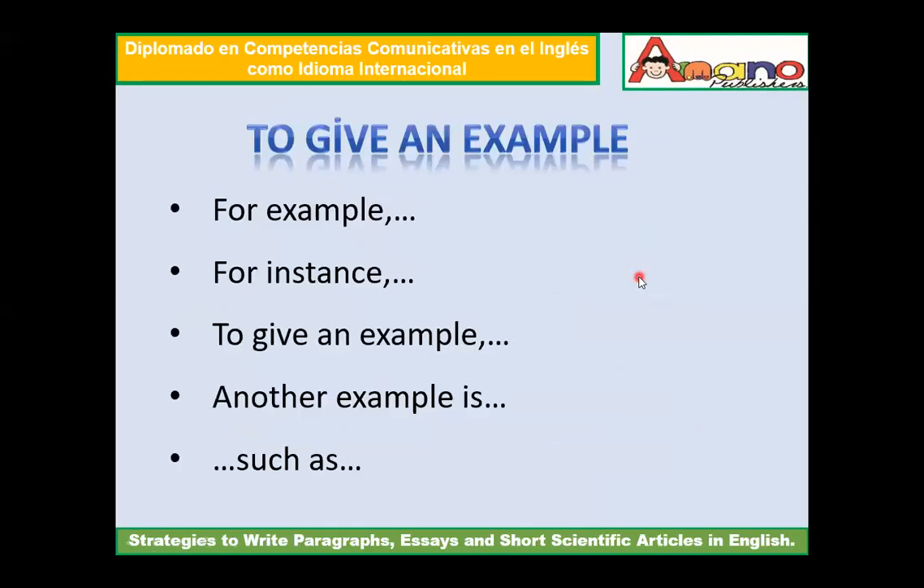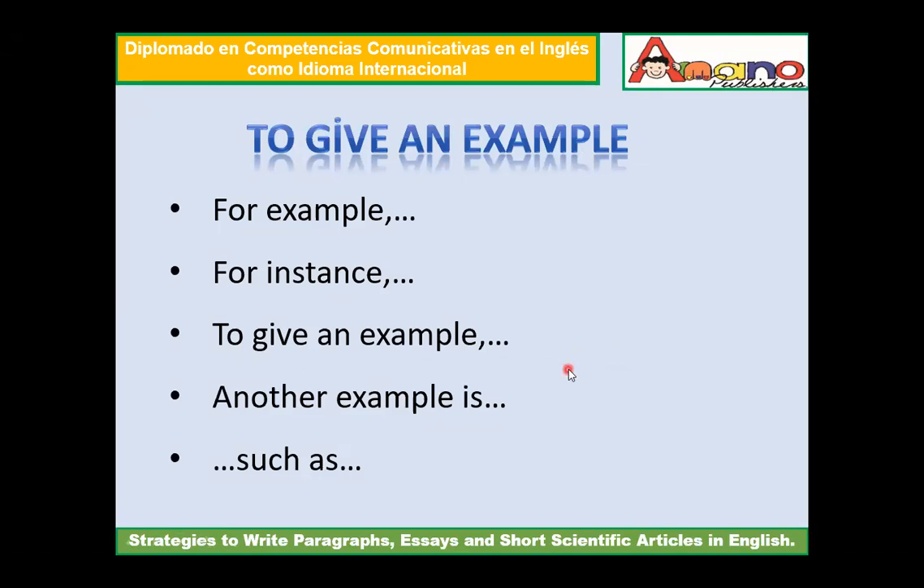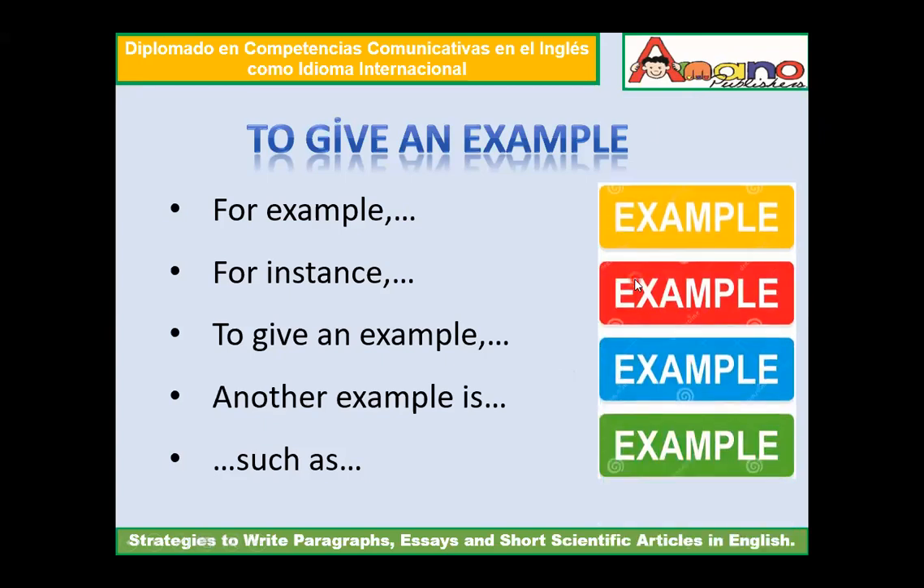So what about this one here? To give an example. For example, for instance, to give an example, another example is, or such as. Such as. ¿Qué significa such as? What is the meaning of such as? Como. Muy bien. Such as. That's very good. So, what about this next one here? For example.